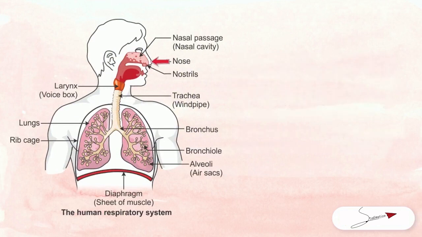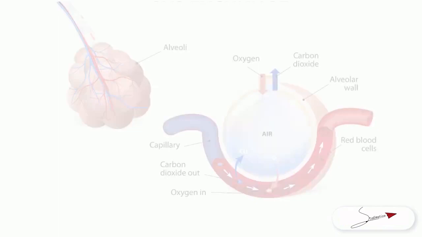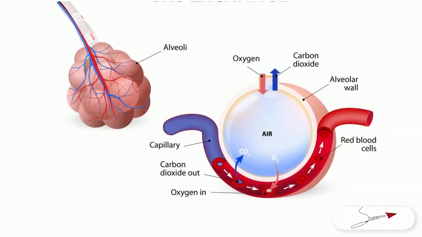When you inhale, breathe in, air enters the trachea, windpipe, through your nostrils. The trachea divides into two tubes called the bronchi, one to each lung. The bronchi then divide into smaller and smaller tubes called bronchioles, which end at the air sacs, or alveoli. The alveoli provide a large surface area for the exchange of gases between the blood and the air. Each alveolus is surrounded by many capillaries, tiny blood vessels.